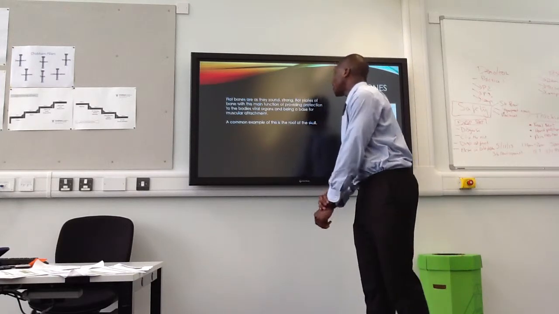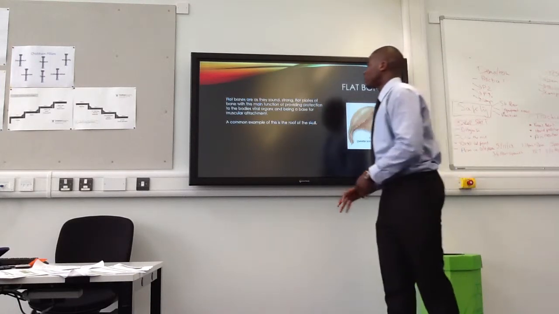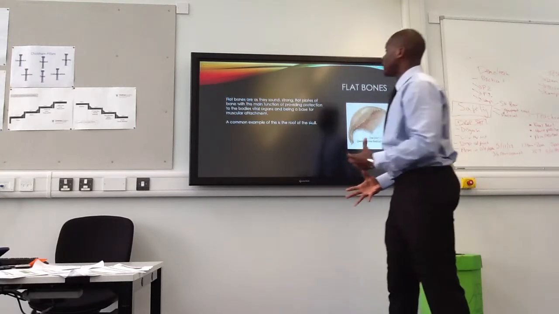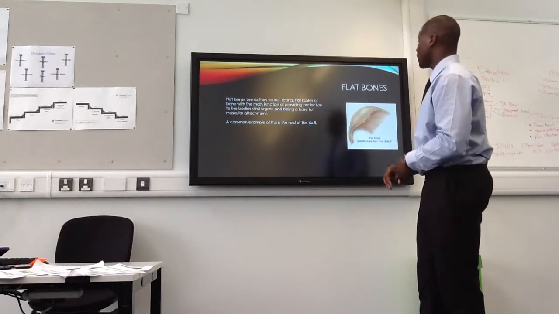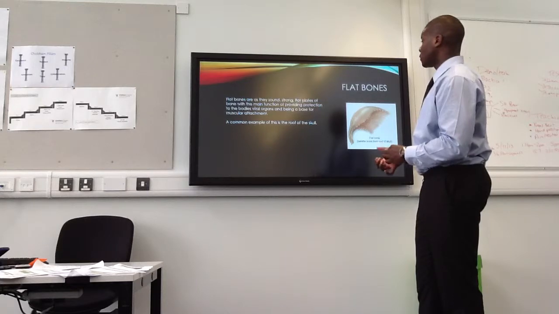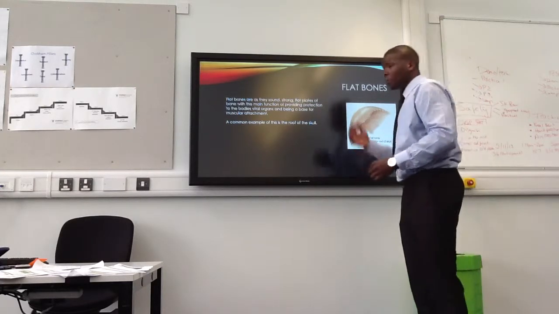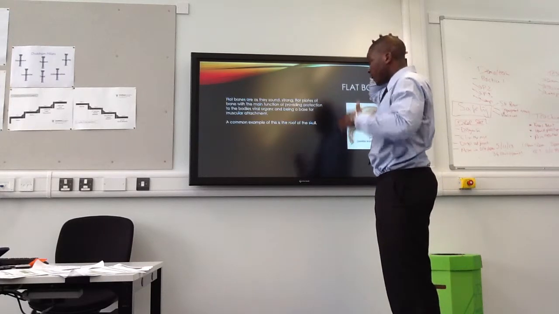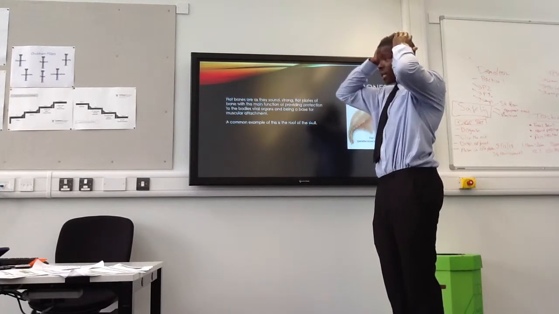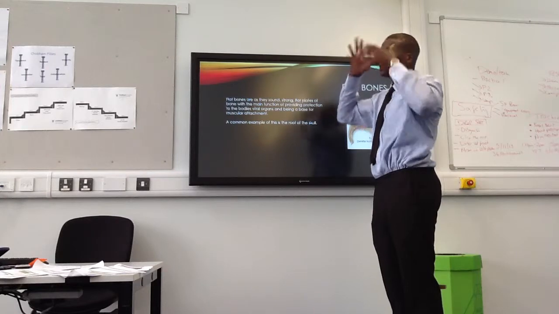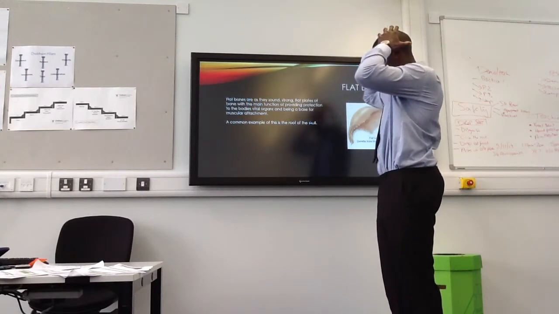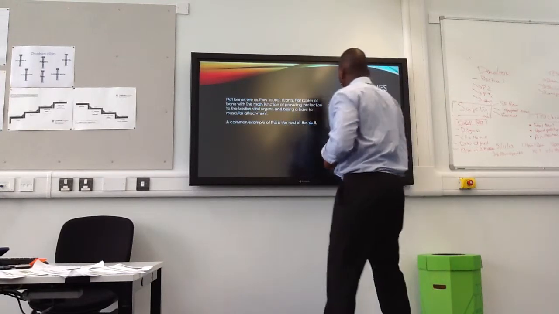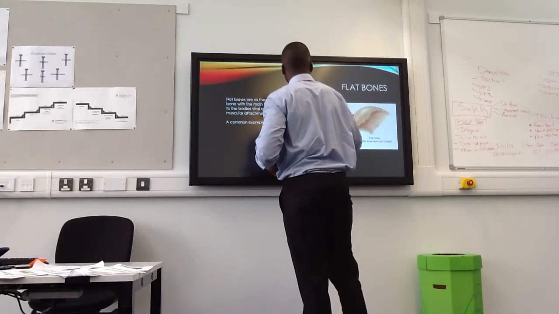Flat bones are, just as they sound, strong, flat plates of bone with the main function of providing protection to the body's vital organs and being a base for muscular attachment. A common example of this will be the roof of the skull. See, it's flat, it's not really thick, but it is very strong because the brain is one of the most important organs in the body. So it's there to protect the brain. That's why it's very hard, strong and flat.